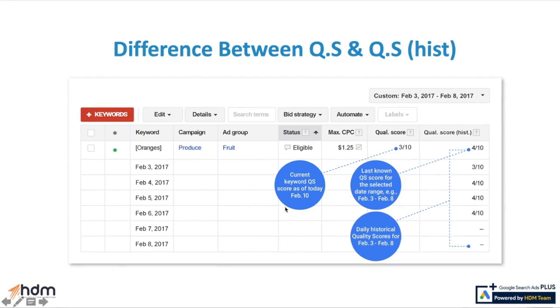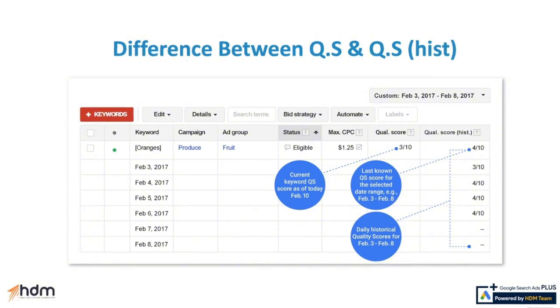For example, suppose today is February 10th. When you select your time range between February 3rd to 8th, you can no longer see the current quality score, meaning you can't see it now in this time range. Again, you see the current in the quality score column. However, when you select the quality score history column, you are practically seeing the last known quality score, or any of the quality score parameters, in that time range.